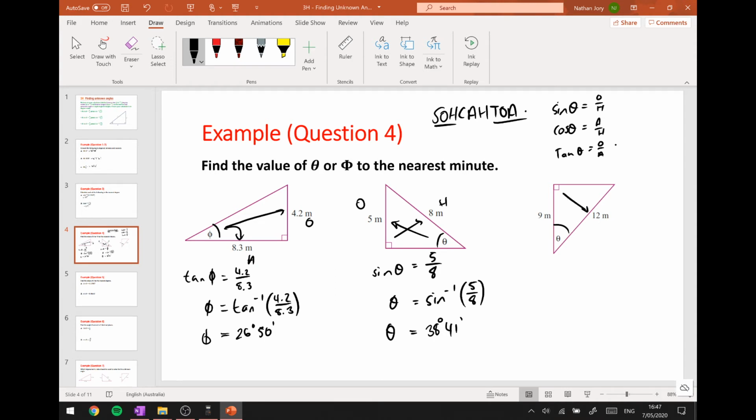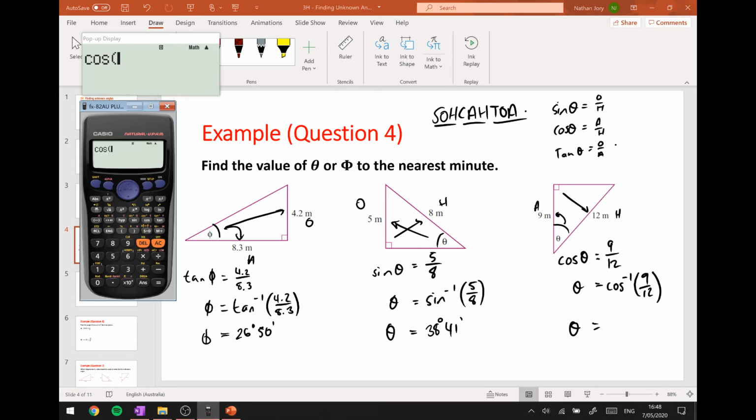Now for this one, we've got a hypotenuse and we've got an adjacent. So H and A. And so that leaves our third one, our cosine, CAH. So cos of theta again is equal to adjacent, which is 9, over hypotenuse, which is 12. To get the theta by itself, we're going to do the cos inverse this time. And then everything on the right-hand side is going to go inside the brackets. Theta is equal to, putting it into our calculator, shift cos, and then 9 over 12. Okay, hit equals, and then we're going to change to degrees, minutes, and seconds.